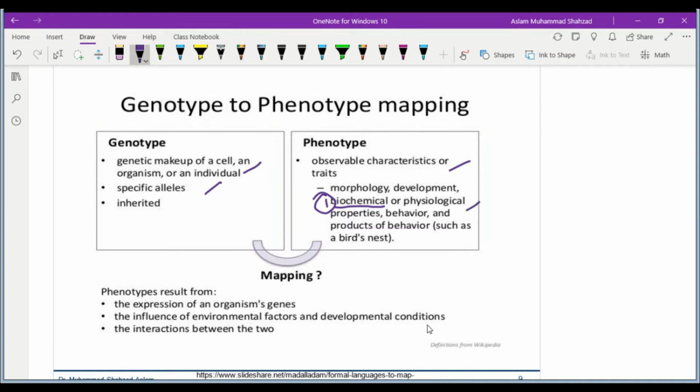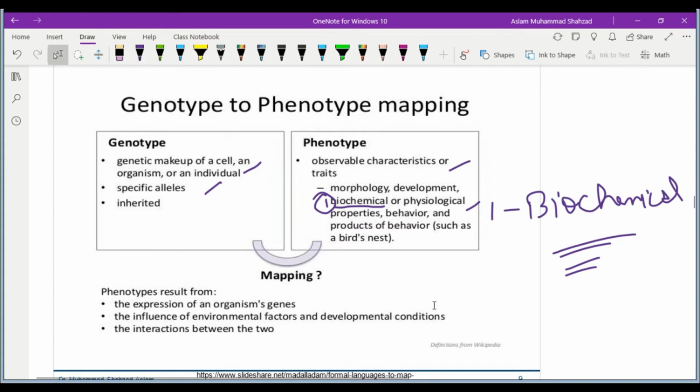So that's the mapping of genotype to phenotype that is responsible for getting a higher risk of certain diseases, and one of the factors is biochemical properties. So when we talk about biochemical properties, we will discuss biochemistry and biochemical parameters such as troponin level to measure if a patient is susceptible to a heart attack.